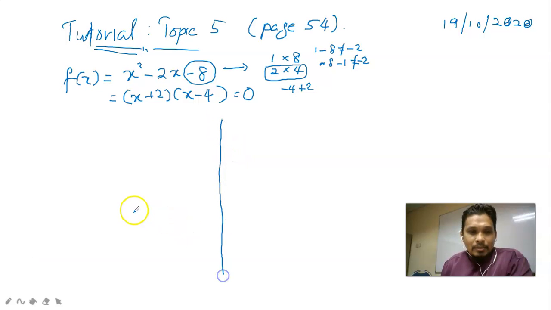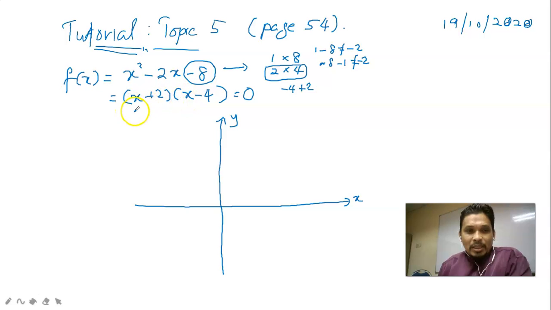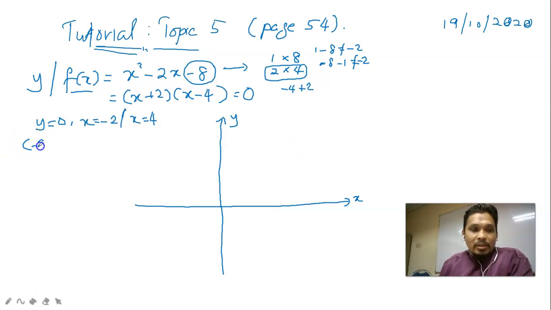Okay, so this is an x-axis and also y-axis. From here, we can make a conclusion that when f(x) or y equal to 0, then x equal to negative 2 or x equal to 4. Okay, where is the coordinate of negative 2, 0 and 4, 0? Okay, because when x equal to negative 2, y equal to 0, and x equal to 4, y equal to 0. So this is the coordinate negative 2, 0 and 4, 0. Okay, when y equal to 0, this is the coordinate on the x-axis. So we got negative 2 here and 4 here.